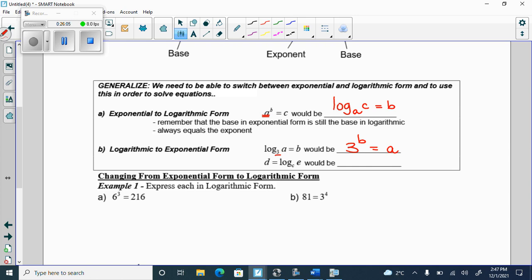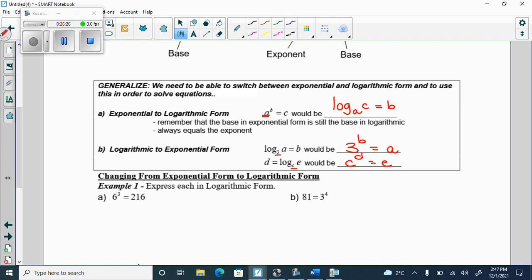Okay, what's with this one? The base of my log is C. What's with it currently? E, so what needs to be with it as an exponent? D. And then it equals E. Crazy.